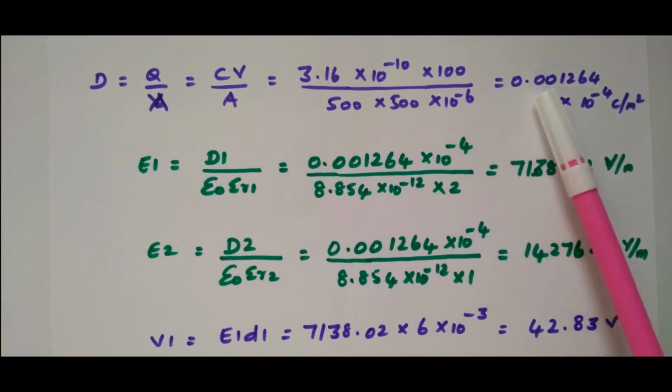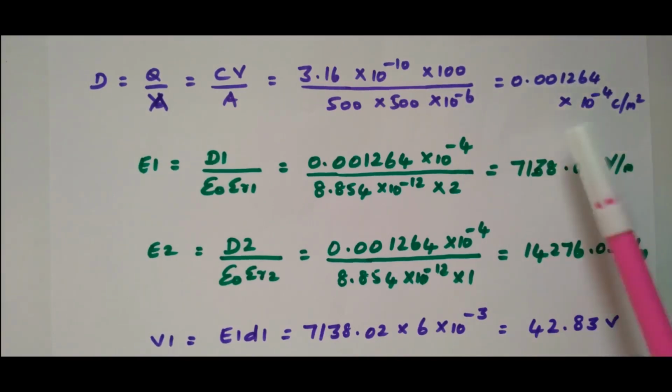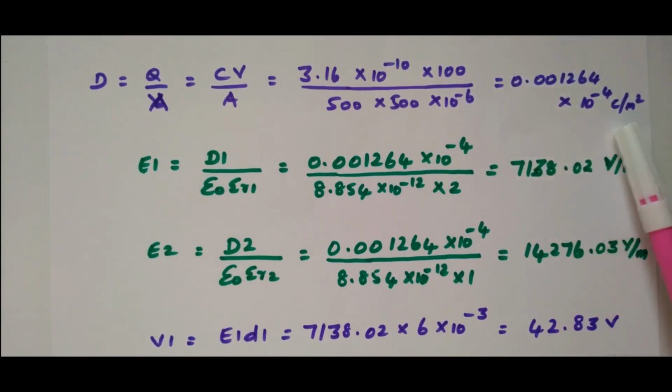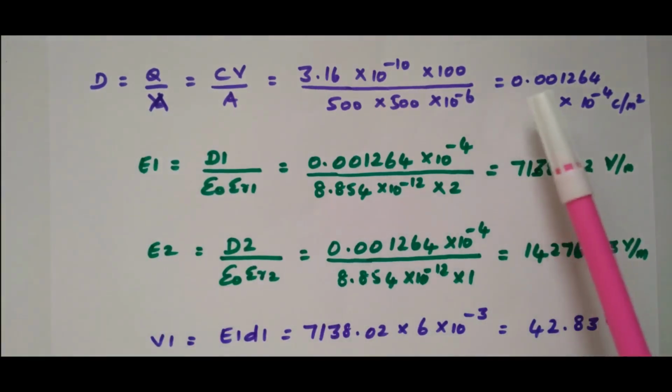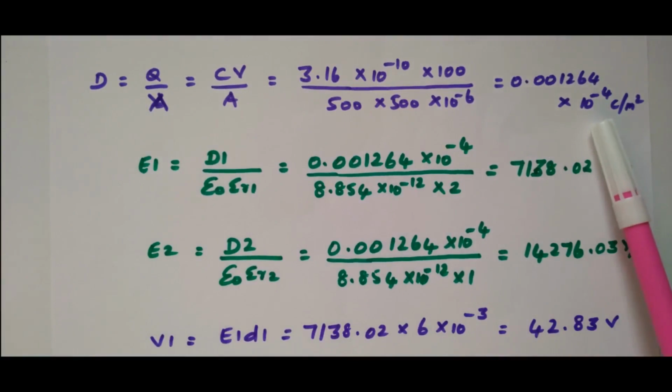So, 0.001264 into 10 to the power minus 4 coulomb per meter square, right? This is the displacement density. We are taking 6 decimals, and also 10 to the power minus 4 is available. So from this D value we can find E1 and E2.